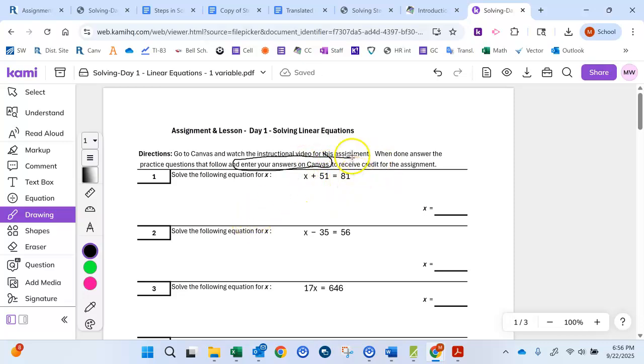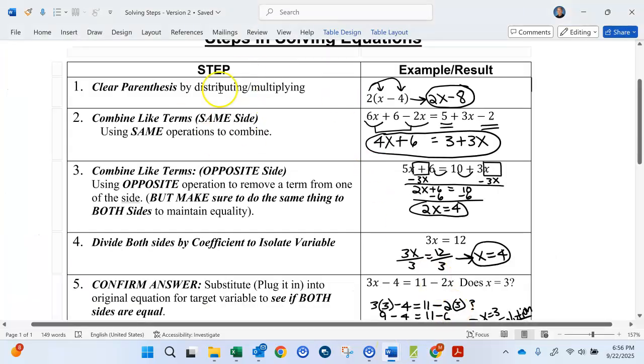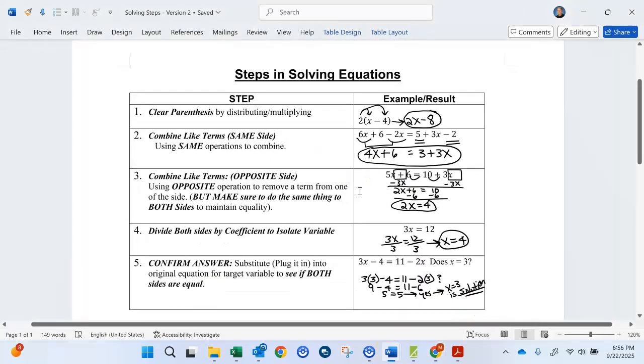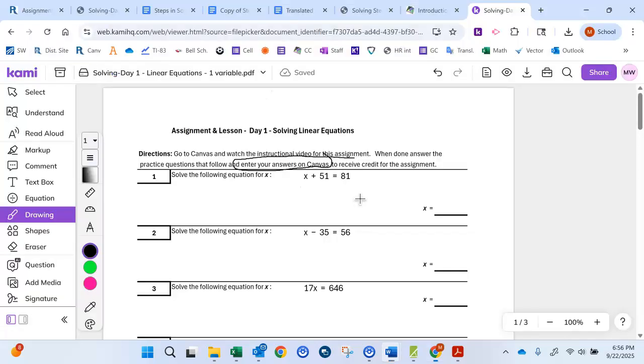All right, so this is the first question. Now, at the same time, we're going to be looking at the steps that you go through in solving equations to go ahead and solve these. So let's go ahead and do the first one.